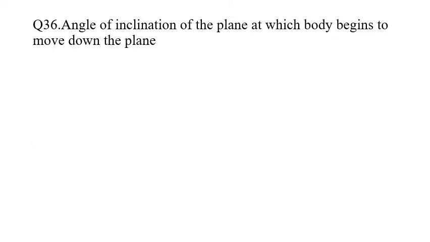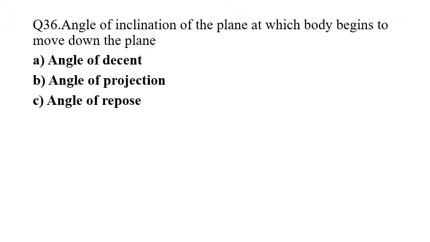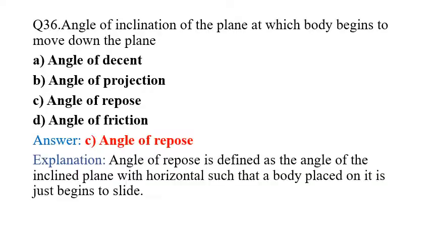Question number 36. Angle of inclination of the plane at which a body begins to move down the plane. A. Angle of descent, B. Angle of projection, C. Angle of repose, D. Angle of friction. Answer is angle of repose. Explanation: Angle of repose is defined as the angle of the inclined plane with the horizontal such that a body placed on it just begins to slide.